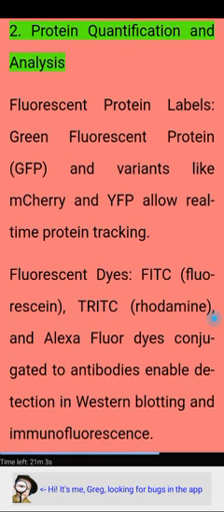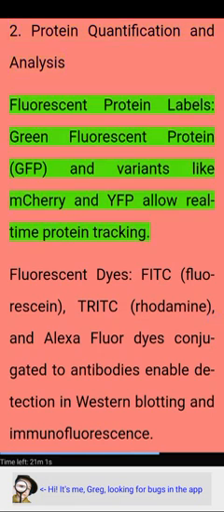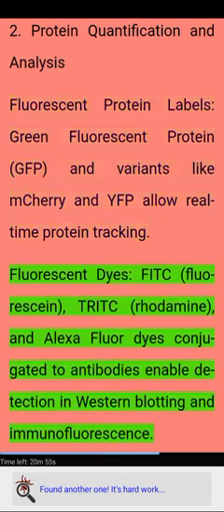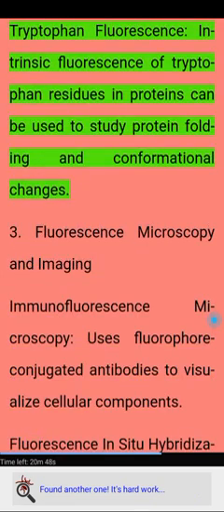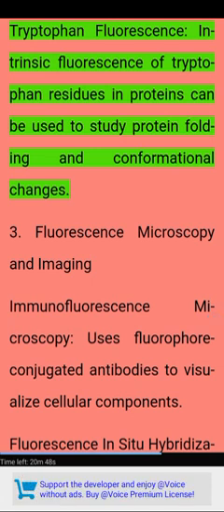2. Protein quantification and analysis. Fluorescent protein labels, green fluorescent protein (GFP) and variants like mCherry and YFP, allow real-time protein tracking. Fluorescent dyes FITC (fluorescein), TRITC (rhodamine), and Alexa Fluor dyes conjugated to antibodies enable detection in Western blotting and immunofluorescence. Tryptophan fluorescence: intrinsic fluorescence of tryptophan residues in proteins can be used to study protein folding and conformational changes.